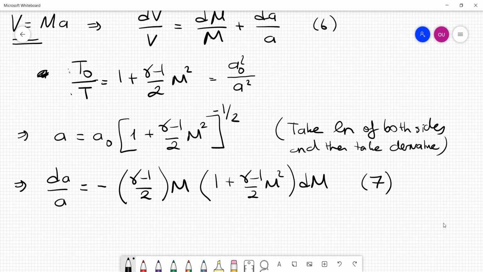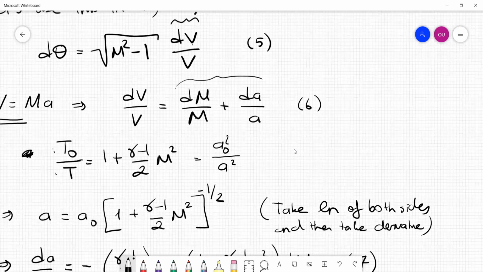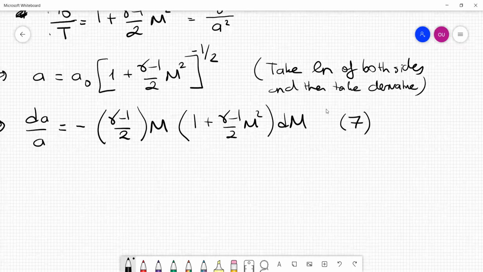Okay, so we reached equation 7. Now we have an expression for dA over A, which is entirely written in terms of Mach number. So dA over A is a function of Mach number. I have dM over M here, so the summation is equal to dV over V. So the entire right-hand side of equation 5, d theta, will be equal to just a function of Mach number and nothing else. So that is quite useful now.